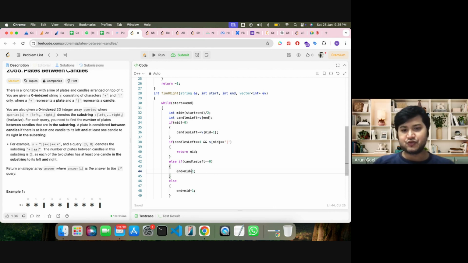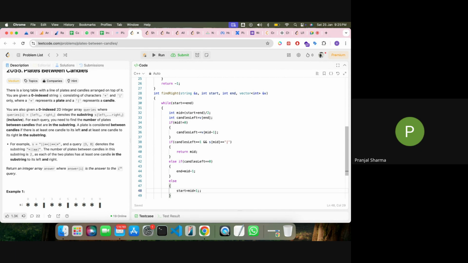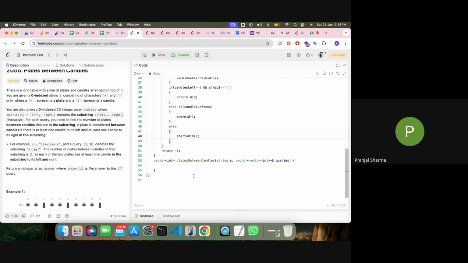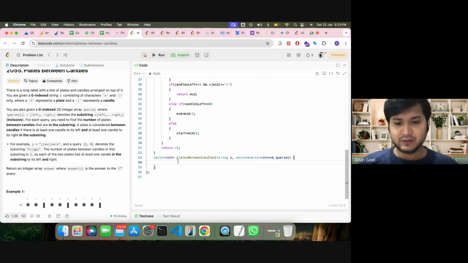So end equals to mid minus 1 because for sure वहां पे होने वाला है. Otherwise, start is equals to mid plus 1, right? Right. And this way we are going to get the right one. Okay.